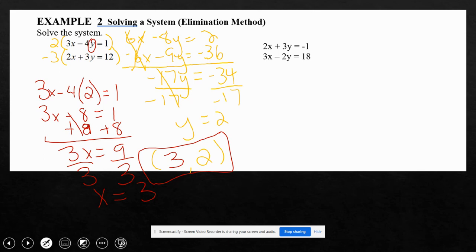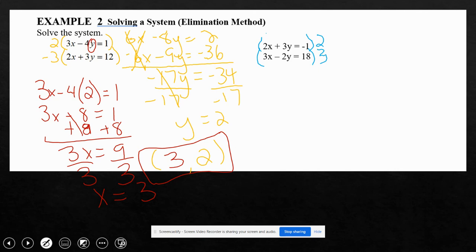Let's take a look at this second example. This time I think I'm going to get rid of y. My x's line up, my y's line up, my equal signs line up, so that's all good. I can't add these together and have either x or y eliminate out by adding to 0. So I'm going to multiply the top equation by 2 and the bottom equation by 3.